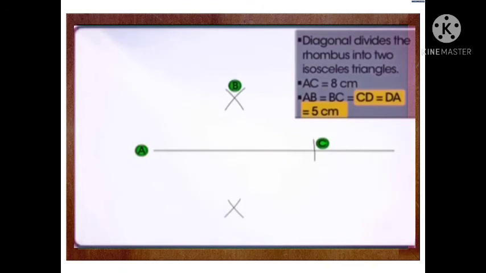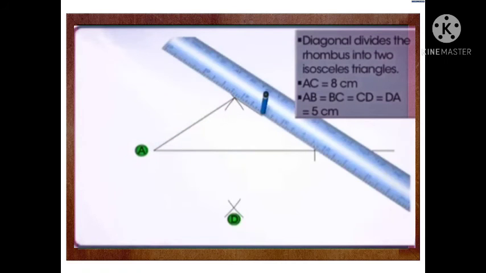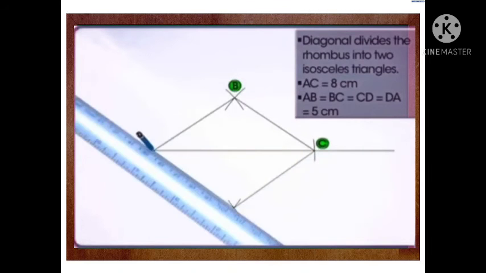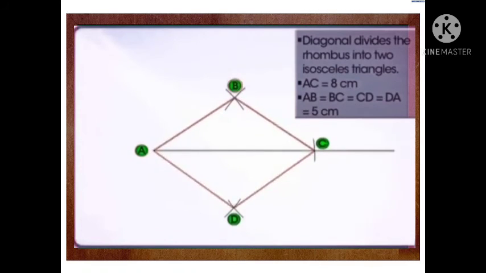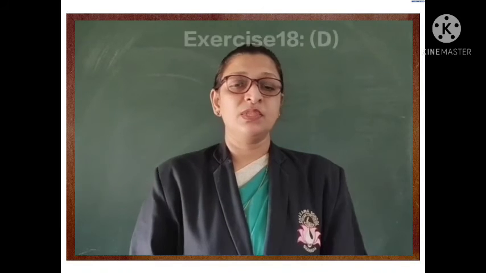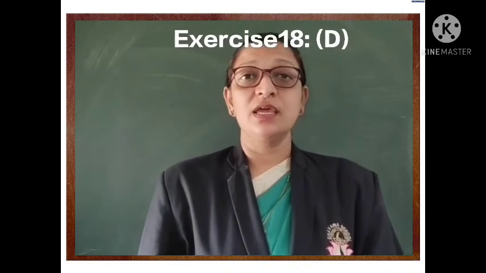At last, join all the vertices A, B, C, D. And here, the required rhombus ABCD is formed. I hope you have observed all the animation very well. Let us solve exercise 18D.